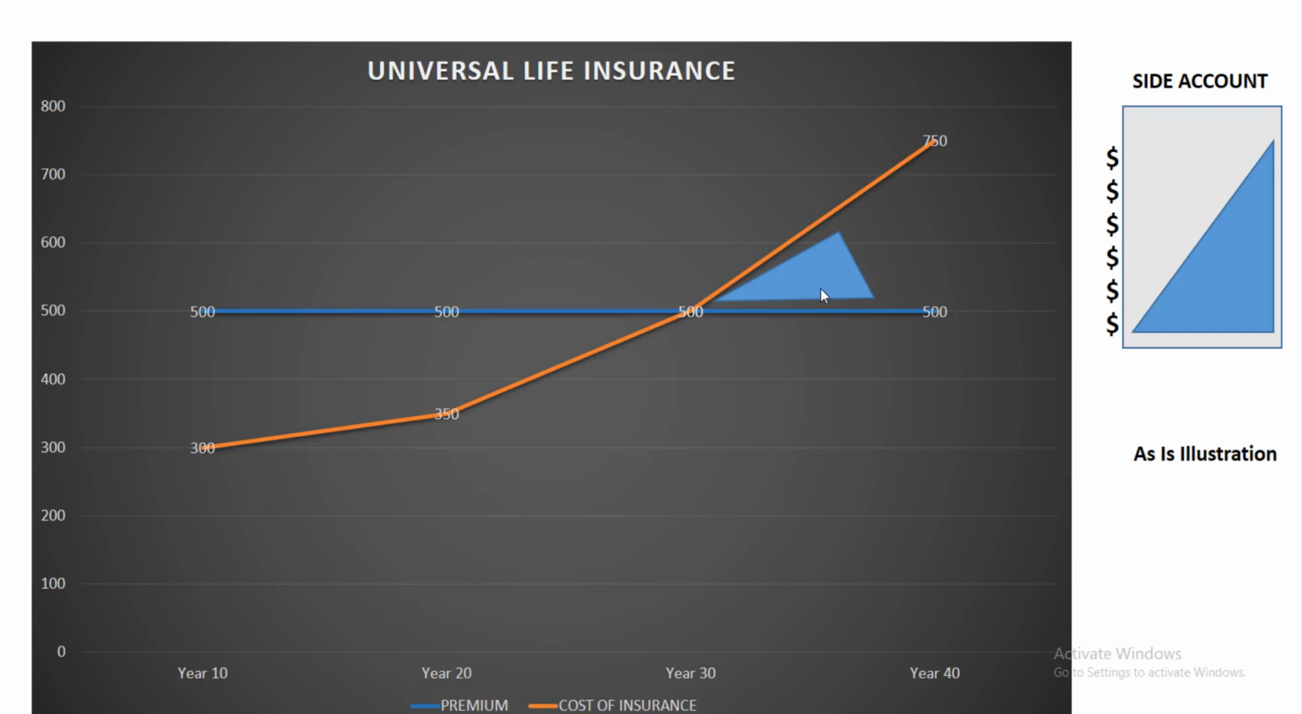And this will continue like that until your side account is depleted. You have nothing left in the side account. It is then that the insurance company will call you and say, oh, hello, Henry, you need to add to the premium that you paid this month, because your cost of insurance is way higher than the premium that you are paying.